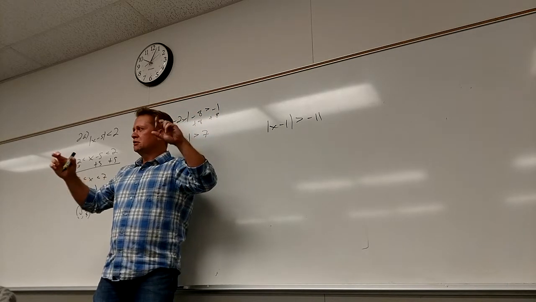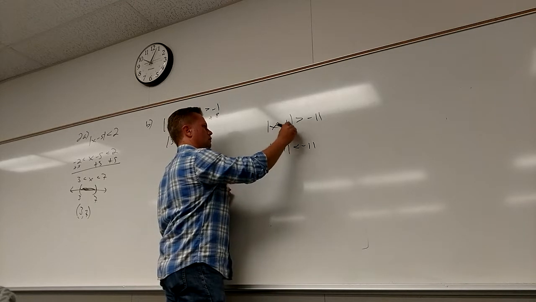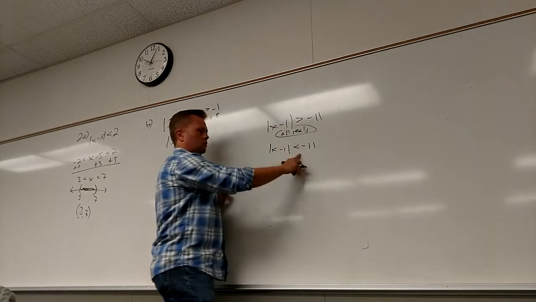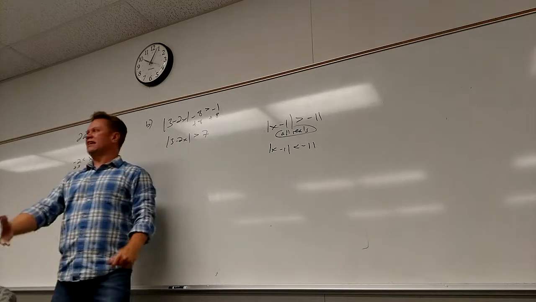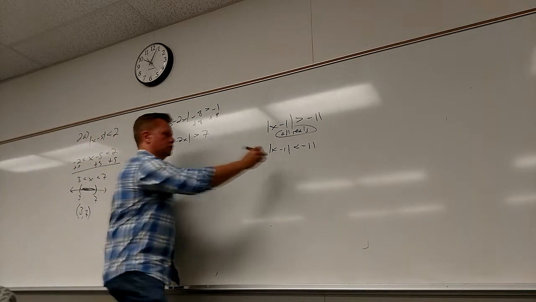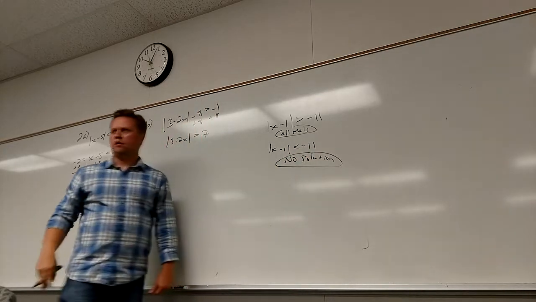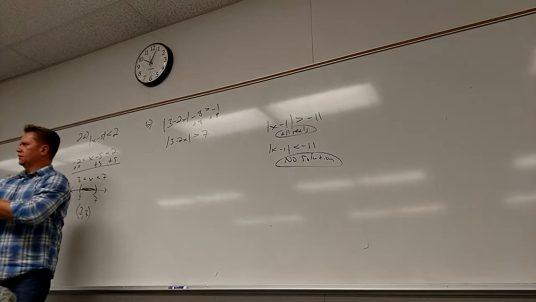But if I had the absolute value of x minus 1 less than -11, when is that true? When is the absolute value less than a negative number? Never. So that would be no solution. That might be applicable in a minute.